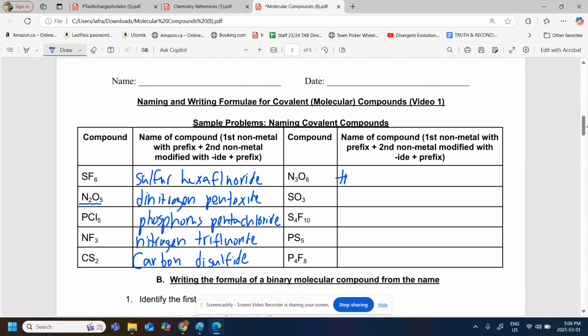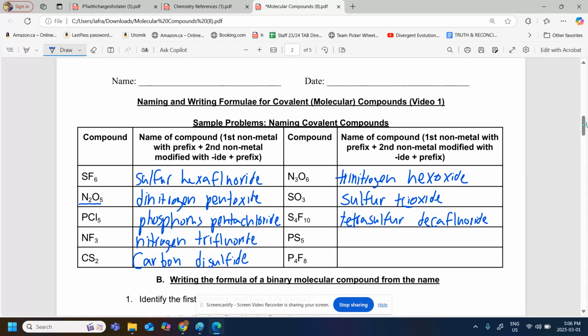N3O6, trinitrogen, because there's 3, so tri. And then hexaoxide, but we say hexoxide, we drop the vowel. SO3, we don't use mono for the first one. There's only one there, so sulfur. There's 3 oxygens, so trioxide. Again, don't drop it if it's I. S4F10, so we have 4 sulfurs. Tetra, that's 4. Sulfur, name the first element without changing its ending. And then we have 10 fluoride, so decafluoride, and we change the ending of the second element to IDE.